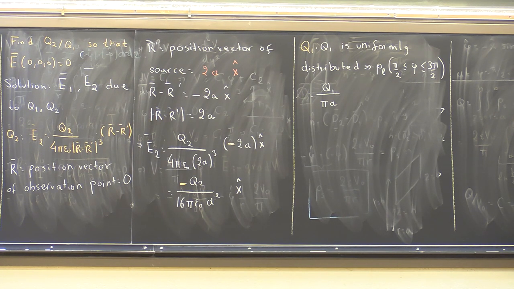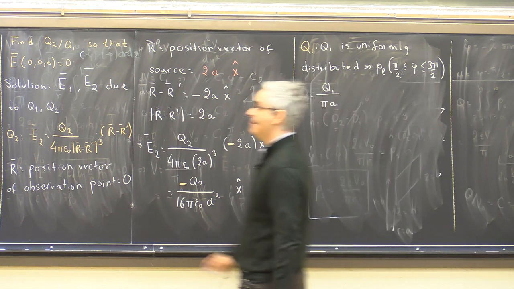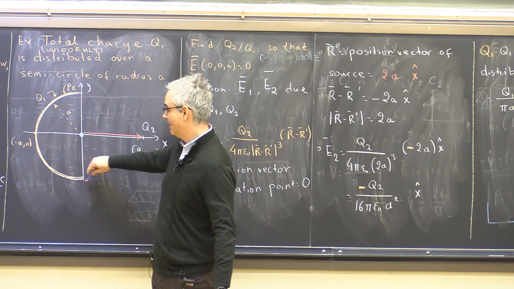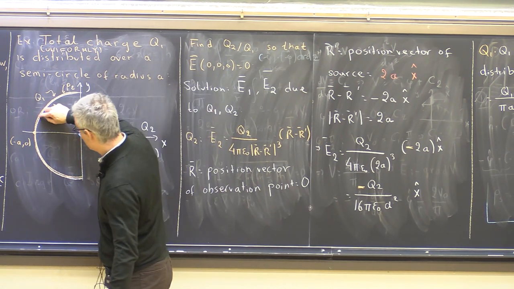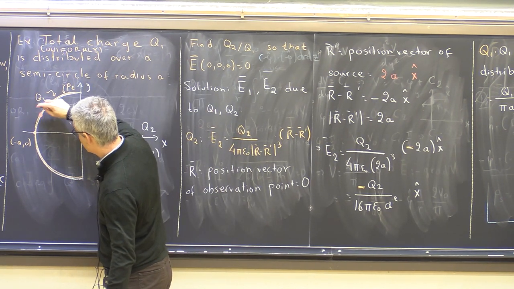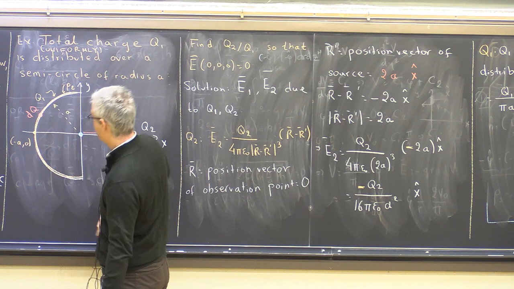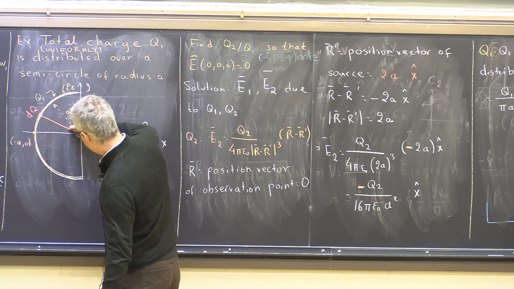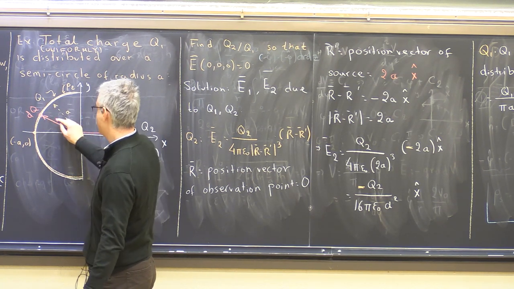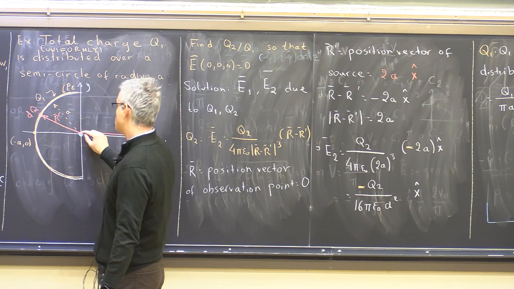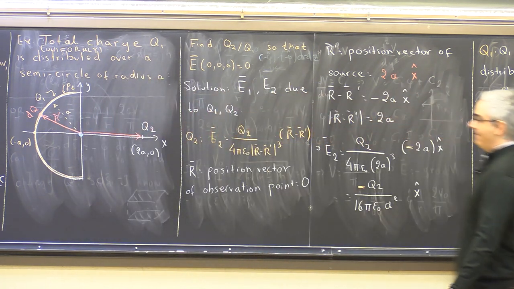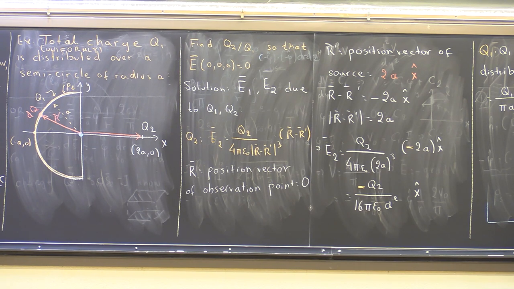And now clearly, I have to do superposition. So I have to imagine that this charge density consists of point charges, dq, like this one, that are defined by their position vector r primed. And they are generating a field that is given by Coulomb's law at the origin.